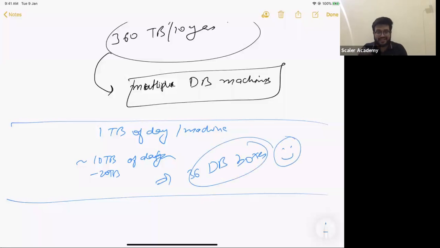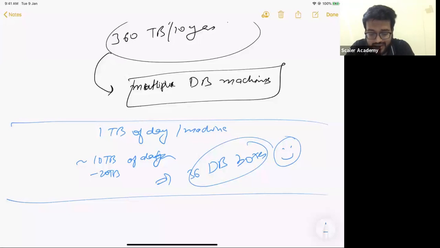Because you can estimate the actual number of boxes you are going to require, and this can be as close as possible. So you are going to require 36 boxes for a period of 10 years to store your data. Cool. Now we discussed QPS as well, and we discussed 36 DB boxes as well.